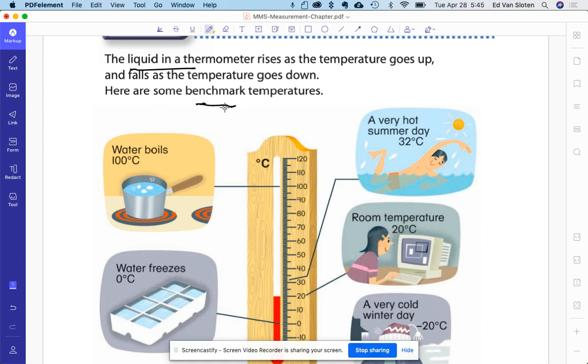Here is a word I like: benchmark. If you can remember the benchmarks, then that's the big thing about temperatures. The one big benchmark is this: water freezes at 0 degrees Celsius.